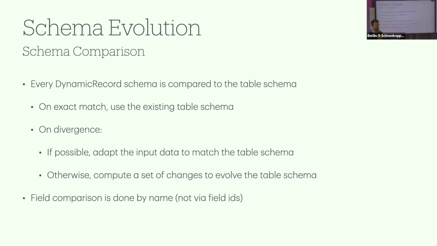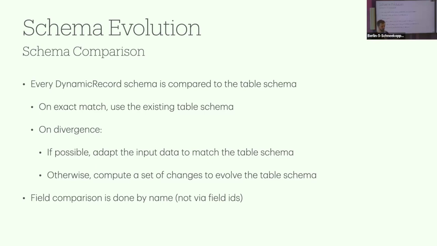So for example, if the table schema contains an additional field that is optional, then we can just null that field and add it to the data. And we don't need to go to the catalog for that. Otherwise, we call out to the catalog and we do the updates necessary.